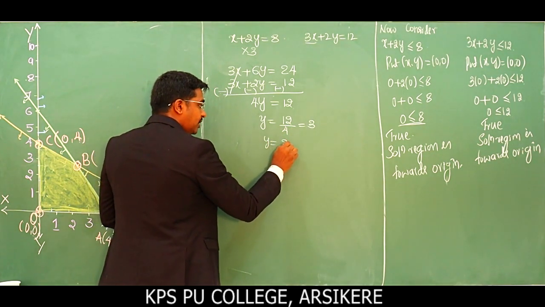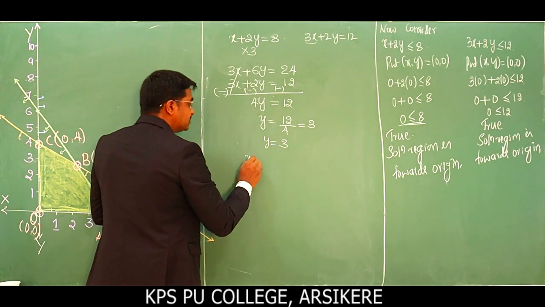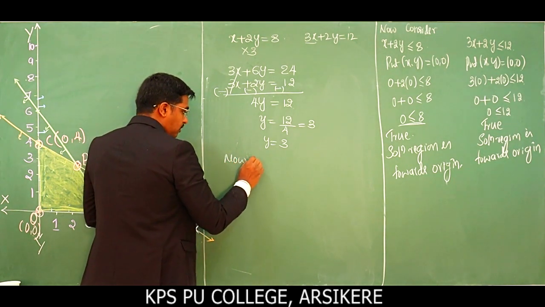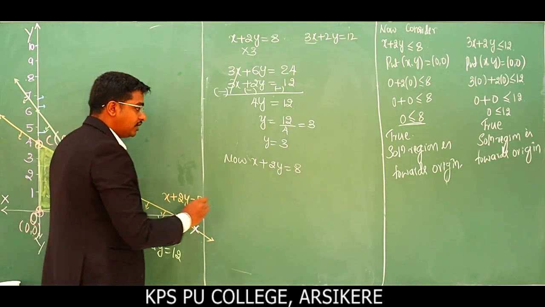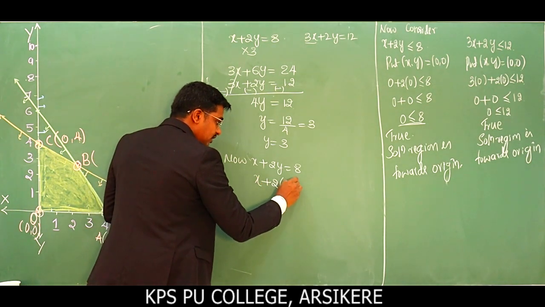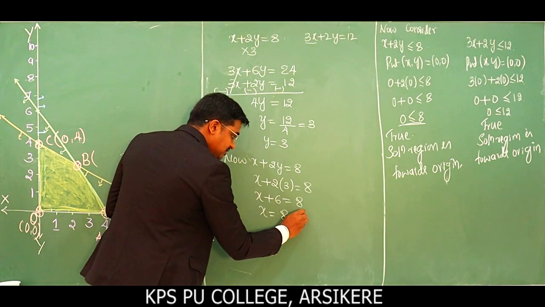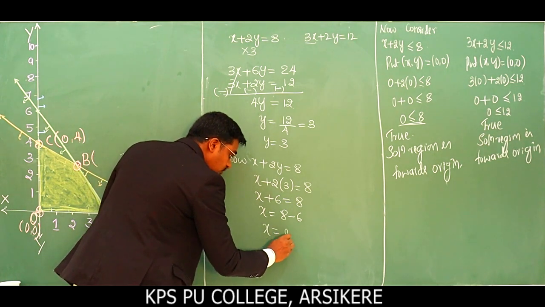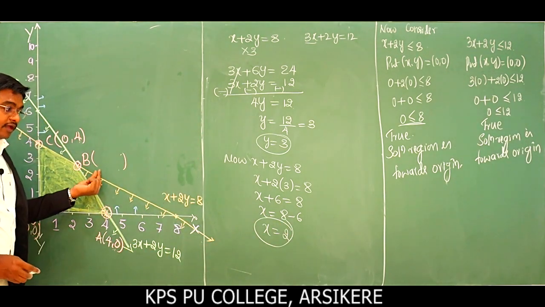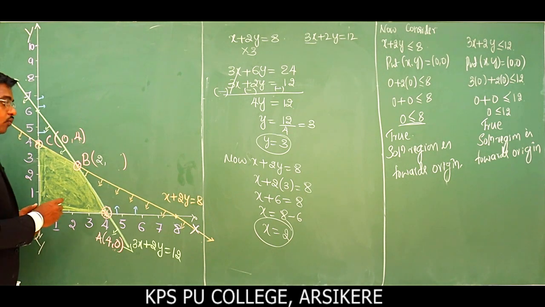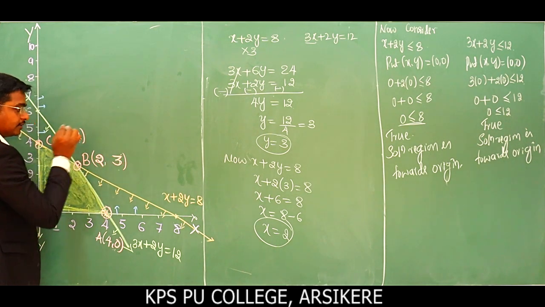So what is y then? y is equal to 3. So what about x then? How to find x? Consider the equation x plus 2y is equal to 8. Substitute y is equal to 3 here. So x plus 2 into 3 is equal to 8. x plus 6 is equal to 8. x is equal to 8 minus 6. What is 8 minus 6? x is equal to 2. So y is equal to 3 and x is equal to 2 are the coordinates of B. The x coordinate here is 2 and the y coordinate here is 3. So the corresponding point is 2, 3. Is it clear?